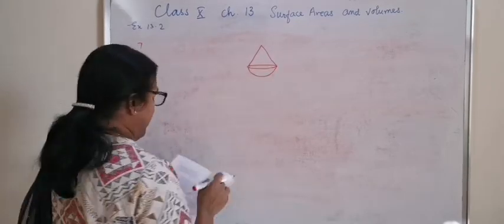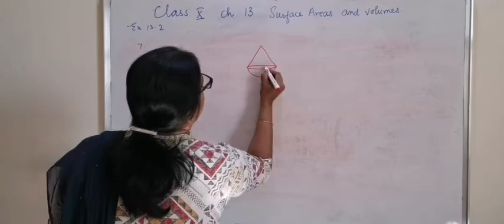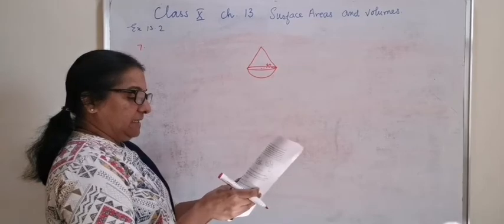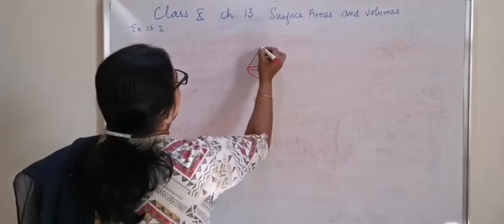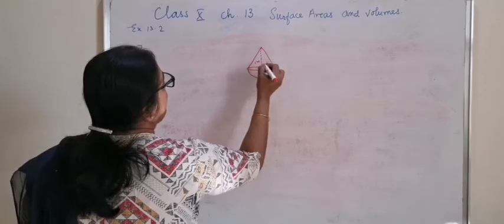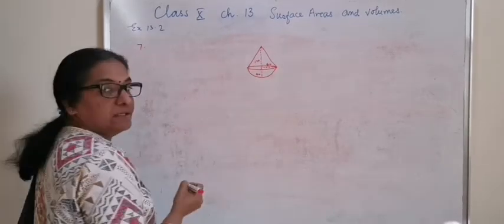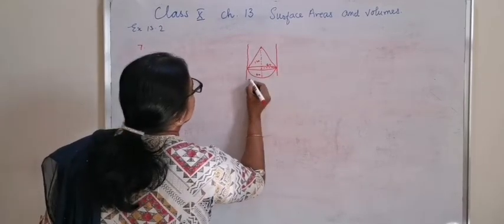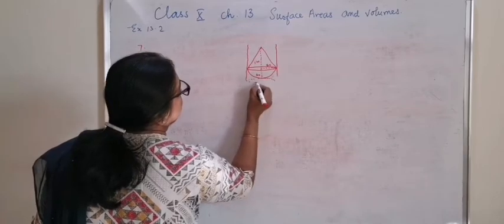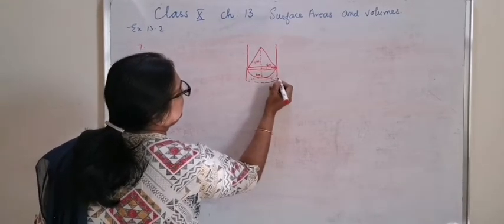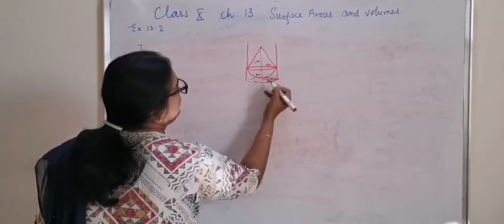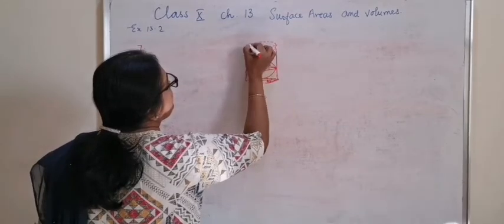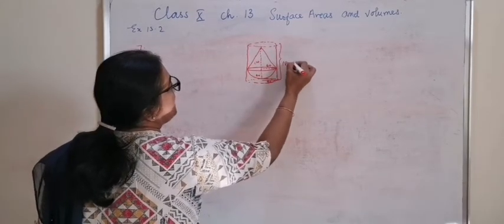It shows that there is a solid hemisphere and a conical top. The radius of both the parts is 60 centimeter. The height of the cone is 120. The height of the hemispherical portion is 60. It is kept in a cylindrical container such that the radius of the cylinder is also 60 and the total height of the cylinder is 180 centimeter.